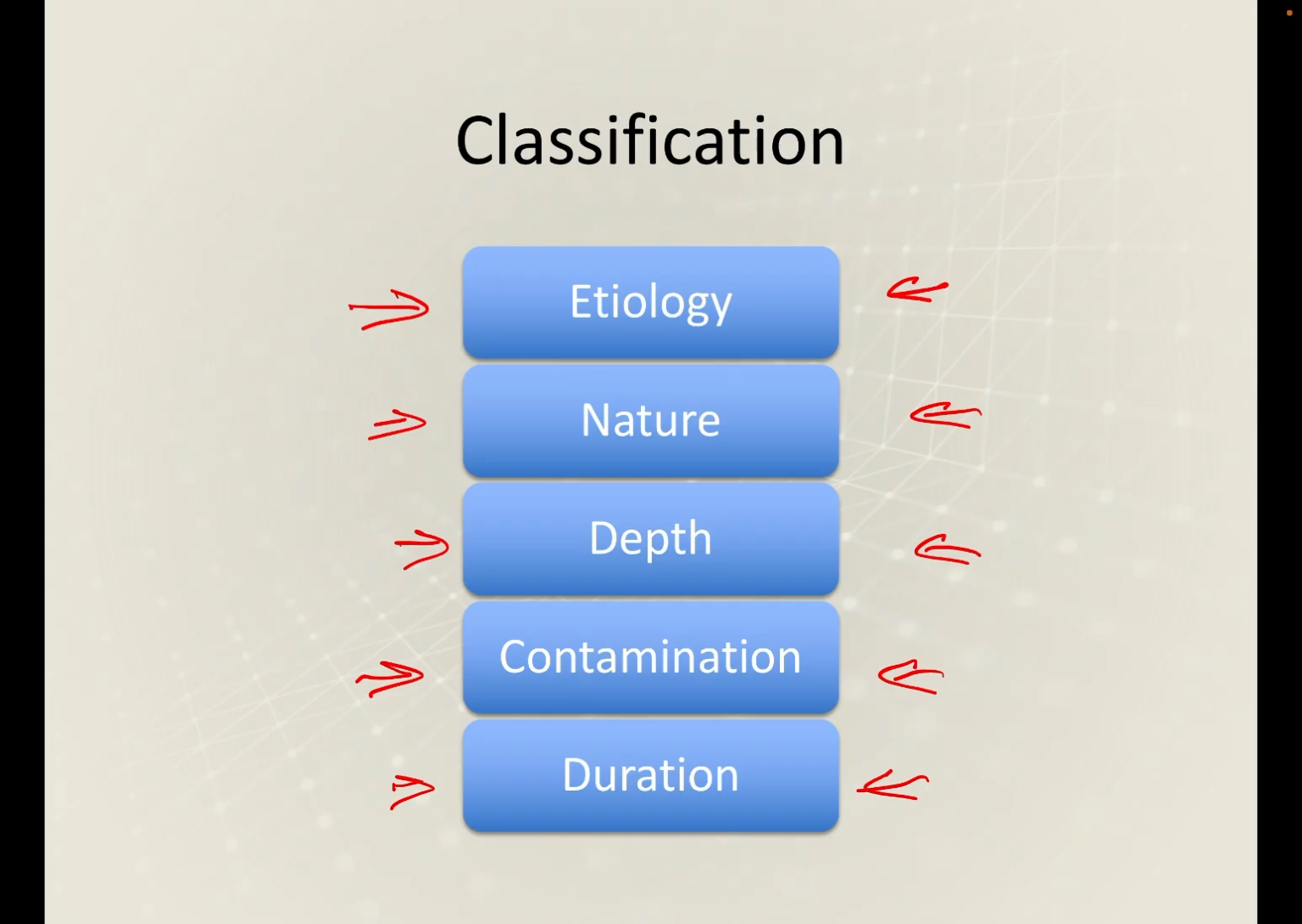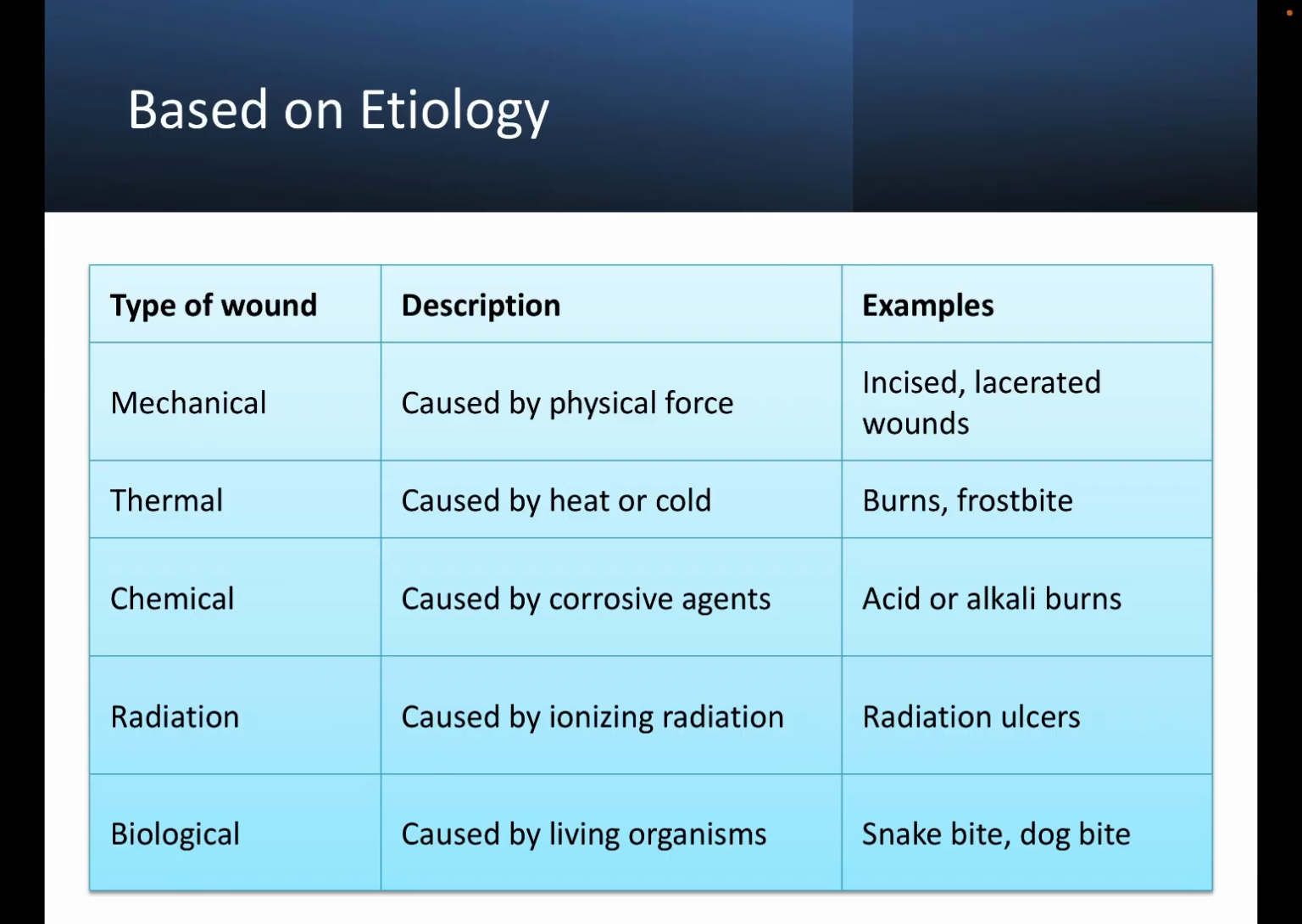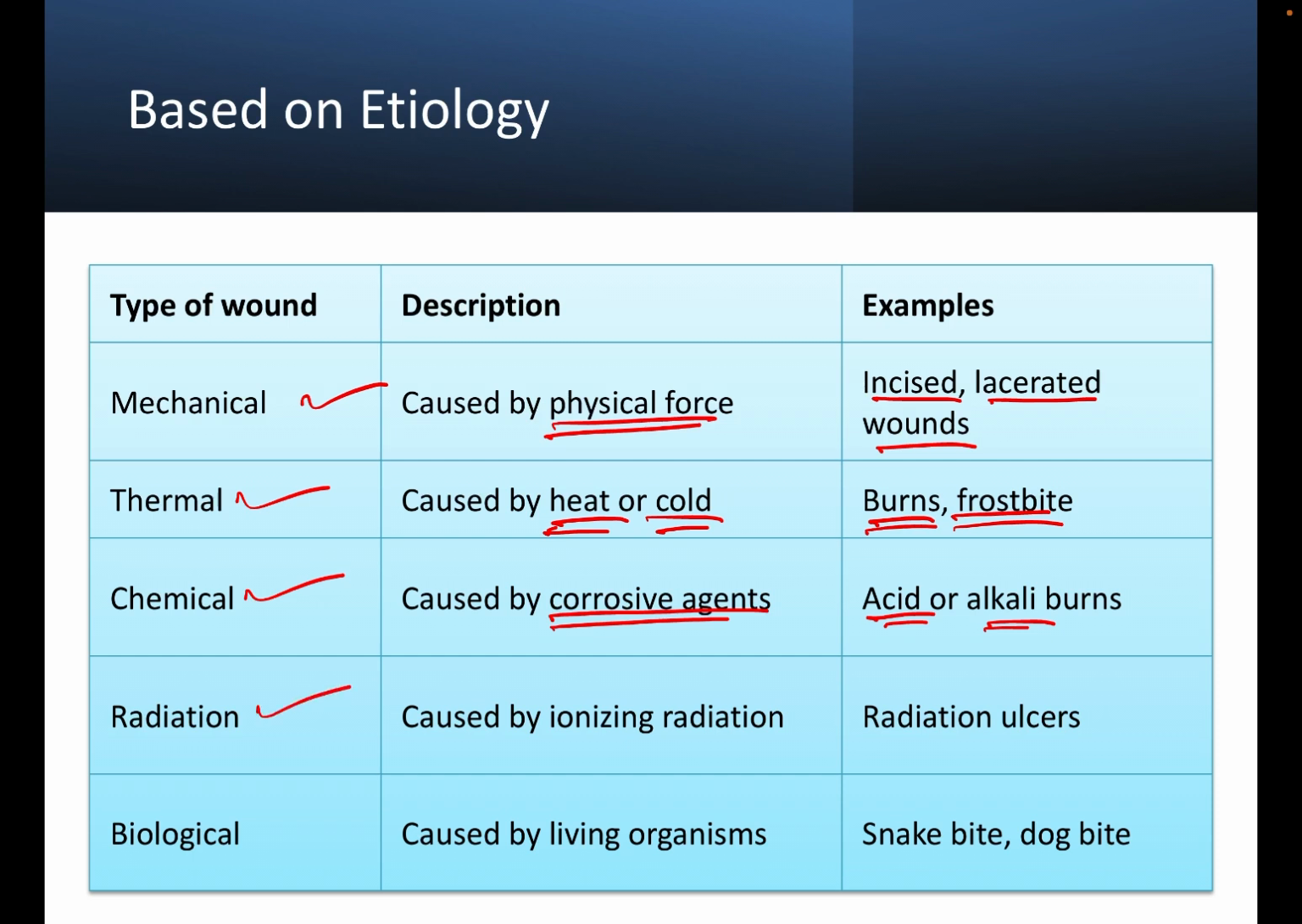So there are 5 categories under which we can classify wounds. Based on etiology we can classify wounds as mechanical, usually caused by physical force like incised wound or lacerated wound. Thermal injuries are usually caused by extreme heat or cold like burns or frostbite. Chemical wounds are usually caused by corrosive agents like acid or alkali burns. Radiation wounds are usually caused by ionizing radiation resulting in radiation ulcers, and biological wounds are usually caused by living organisms like a snake bite or a dog bite.